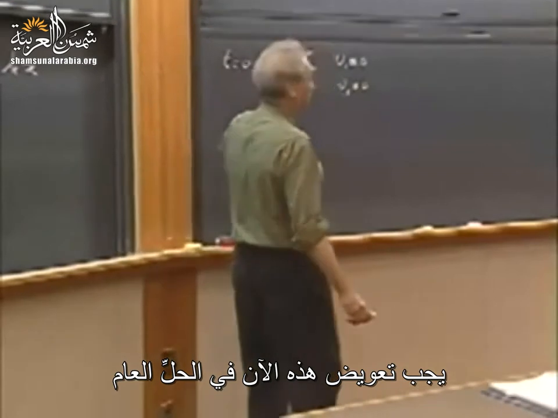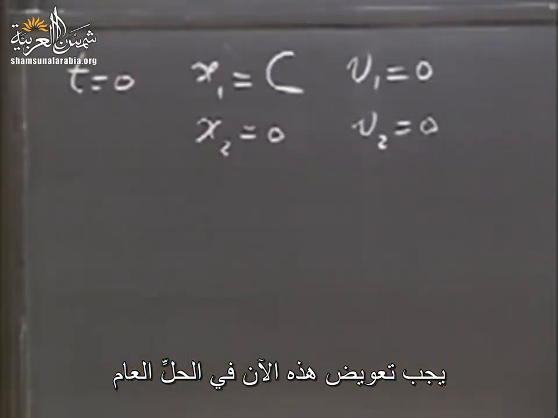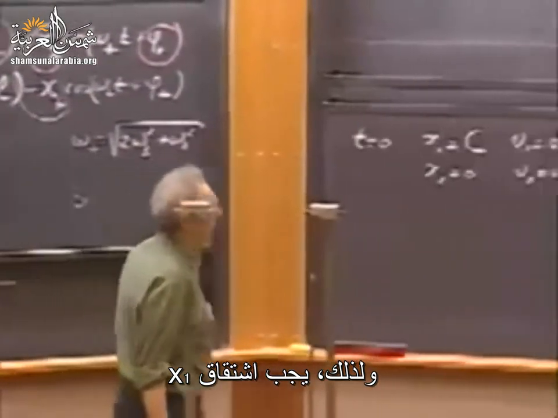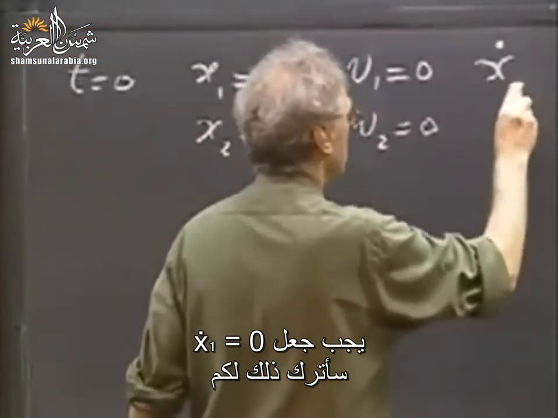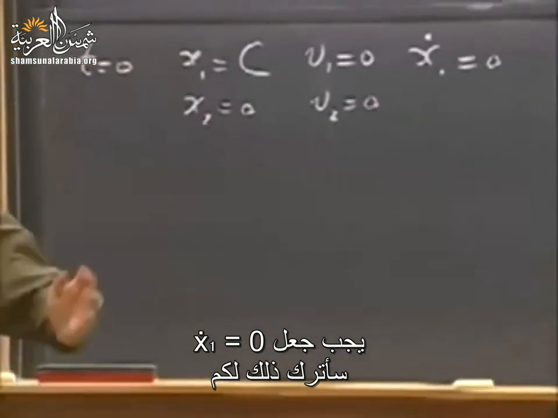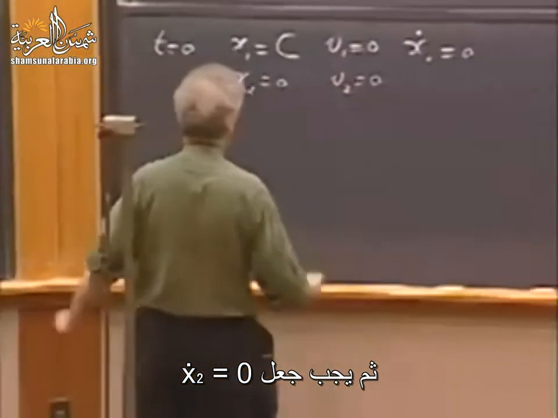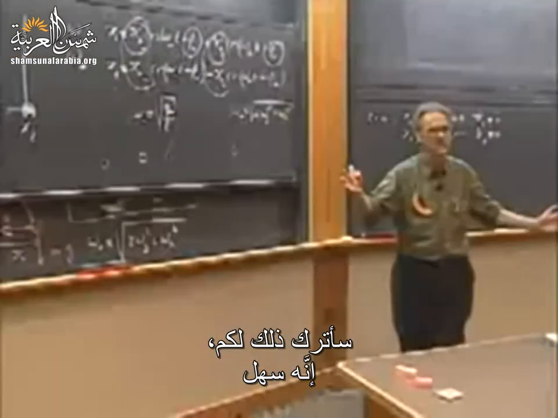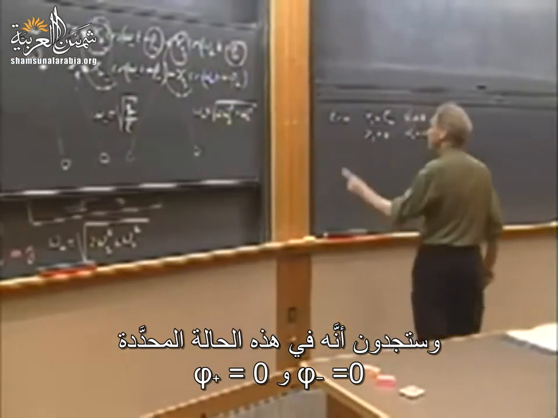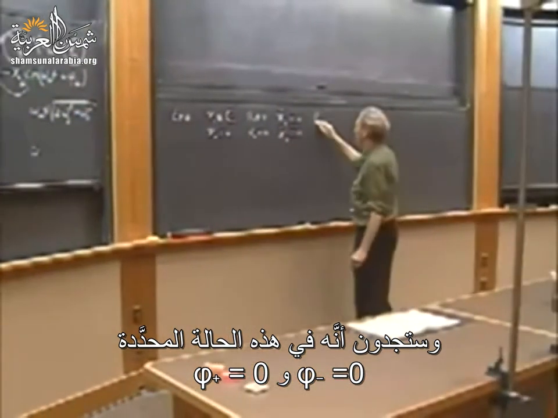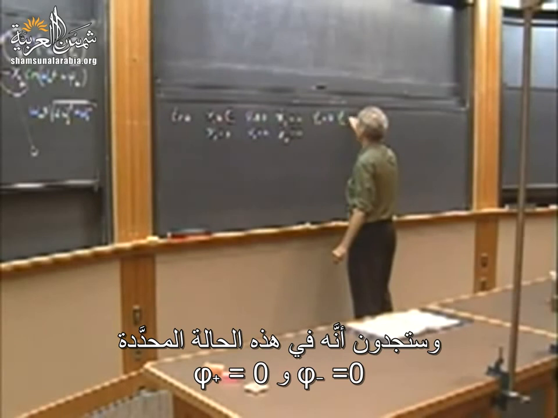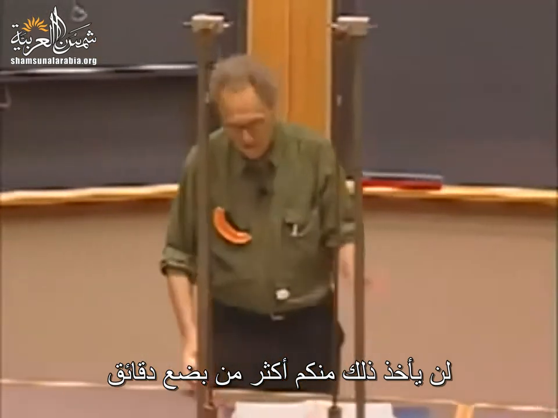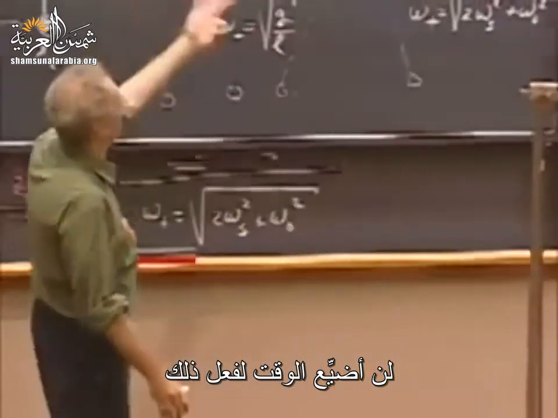So this now has to be substituted into my general solution. And so you have to take the derivative of x1. So you have to do x1 dot and put that equal to 0. I leave that in your competent hands. Then you have to take x2, and you have to take x2 dot, and you have to make that equal to 0, and I leave that in your competent hands. That's easy. And you will find then that in this particular case, for this particular example, phi minus equals 0, and phi plus equals 0. It will not take you more than a few minutes to find that. I didn't want to waste your time on taking a derivative of such a simple function.